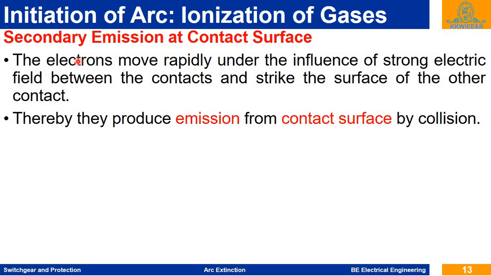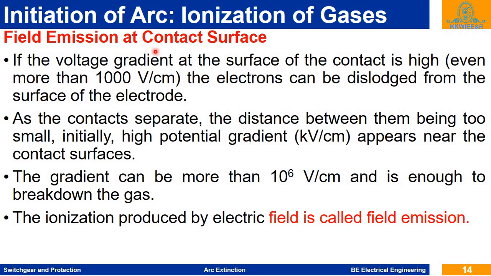Then next is secondary emission at the contact surface. The electrons move rapidly under the influence of the strong electric field between the contacts and strike the surface of the other contact. Thereby they produce emission from the contact surface by collision. So these electrons strike the surface of the other contact, and because of that there is an emission. Next is field emission at the contact surface.